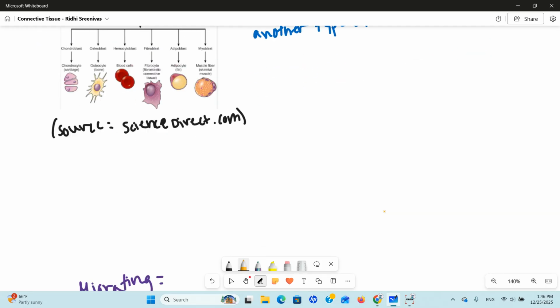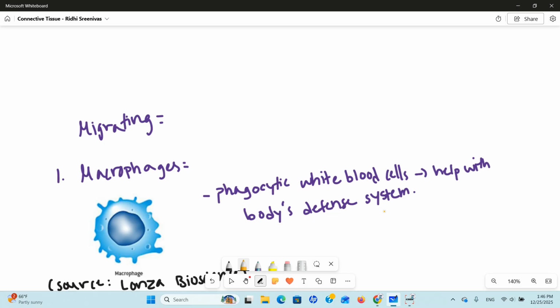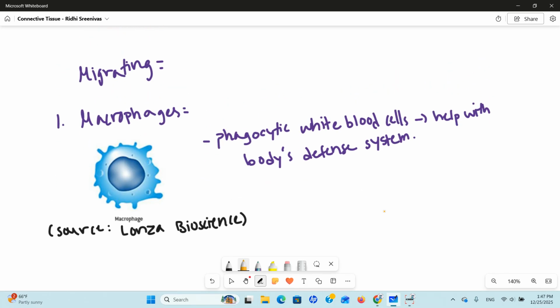Now let's look into some common migrating cells in connective tissue. So first we have macrophages, which are phagocytic white blood cells. I don't know if I said that right. Phagocytic, because of phagocytosis. Okay. So basically these are white blood cells that engulf or eat damaged cells or pathogens in this tissue, helping the body with the defense system. Some of them can be fixed into one area while others can migrate when needed, so they technically fit into both categories.